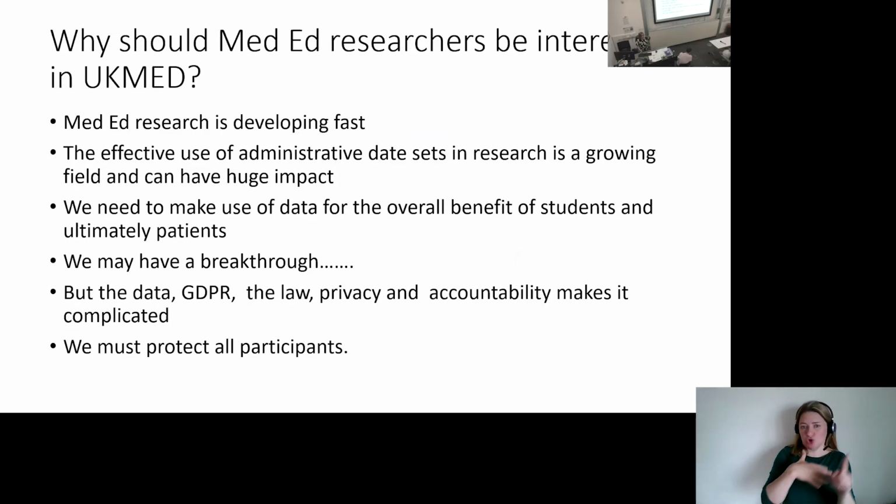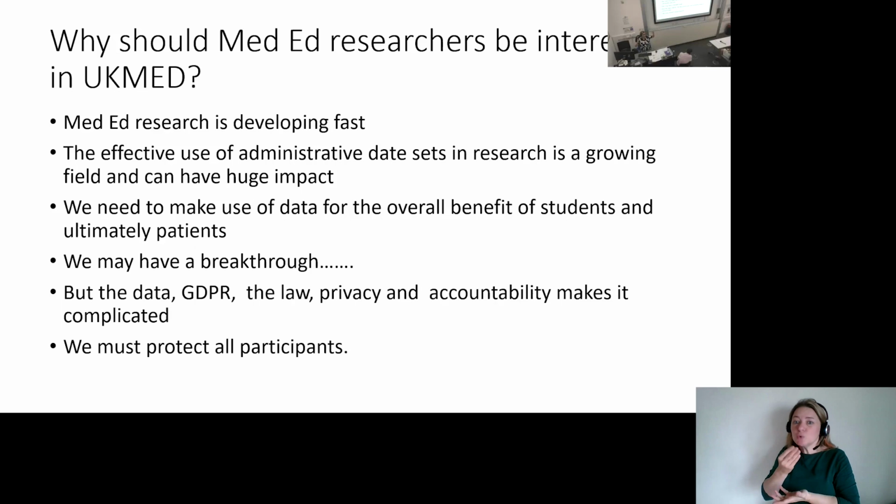So why should you be interested? One of the things in research generally is that numbers still in our universities seem to count more than qualitative research. Whatever we say, numbers always trump, to use an unfortunate but topical phrase. And the effective use of administrative data sets is a growing field that could have huge impact, particularly in this country where we have a National Health Service and a lot of national services. We need to be able to use those data sets for the benefit of students and patients.